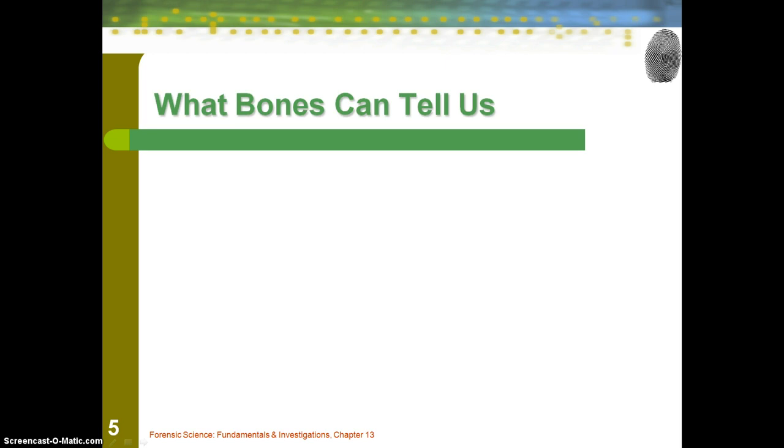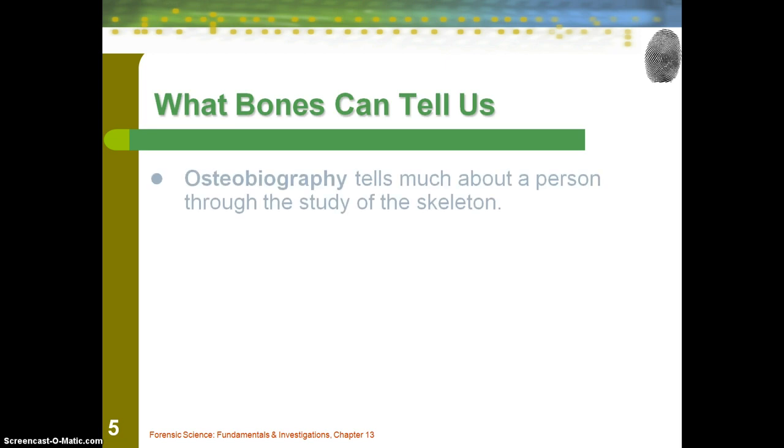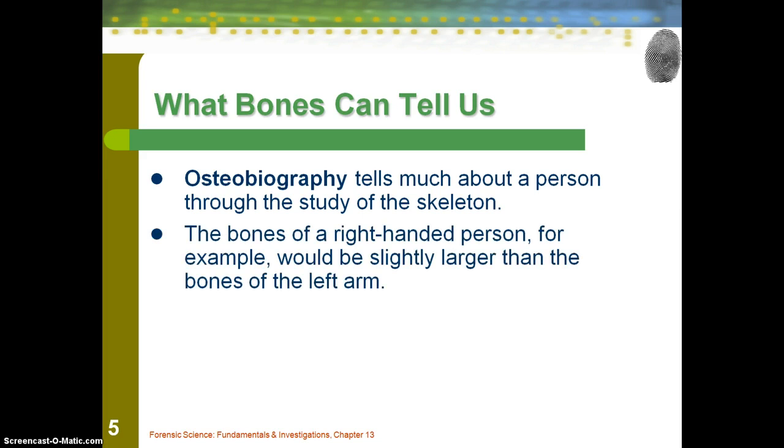All right, now let's get into some things that bones can tell us. An osteobiography tells much about a person through the study of the skeleton. For example, the bones of a right-handed person would be slightly larger than the bones of their left arm. This is because they used their right arm a lot more, and therefore the bones become larger in size due to the increased activity.